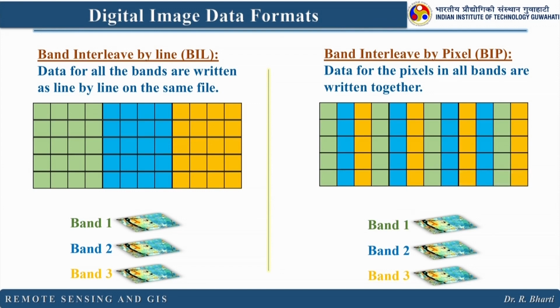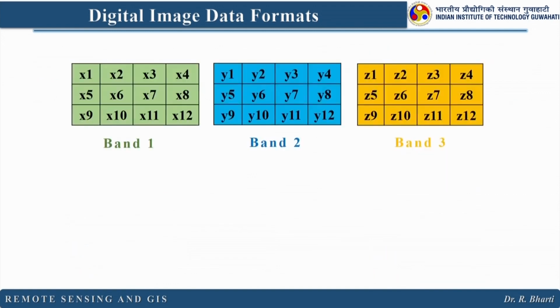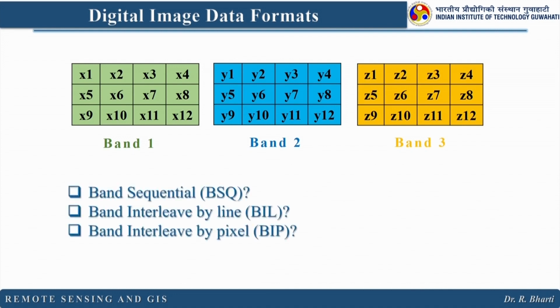Now we have understood the 3 different types of file format or data format in which we can save our remotely sensed images. Now, this is for your exercise. It is not like an assignment, but you can try writing all these band 1, band 2, band 3 values in the 3 different file formats.